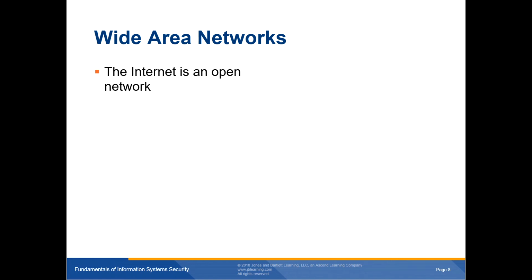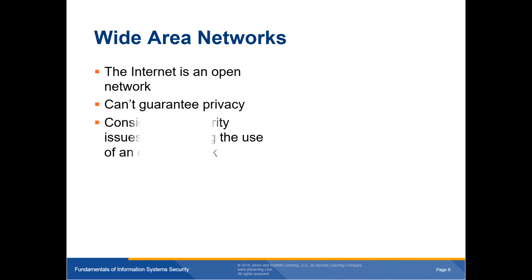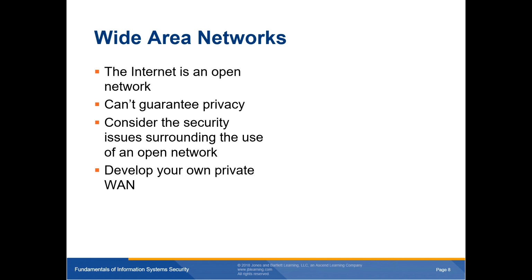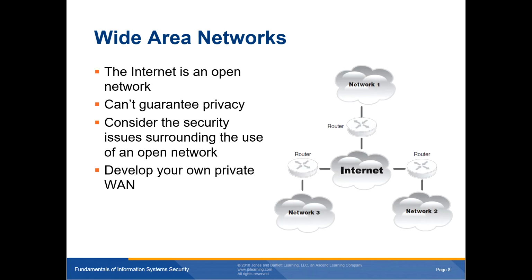The internet is an open network. It cannot guarantee privacy. Consider the security issues surrounding the use of an open network. Somebody could break into it. You could develop your own private wide area network, and there are primarily two reasons: first, of course, security, and second, the guaranteed reliability of private networks.